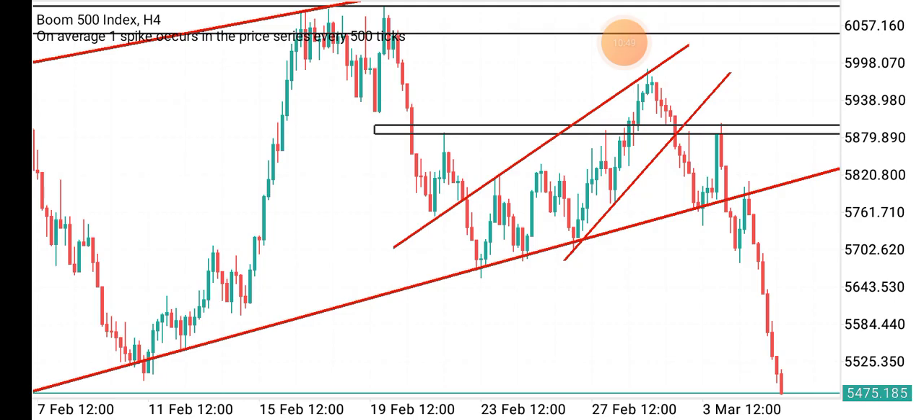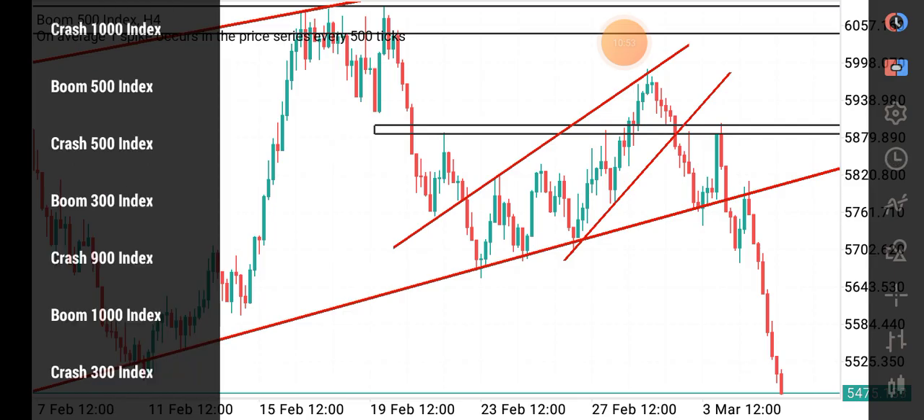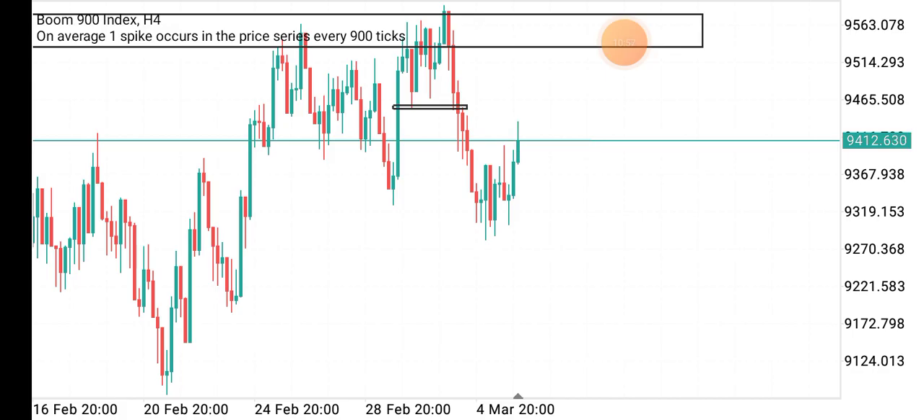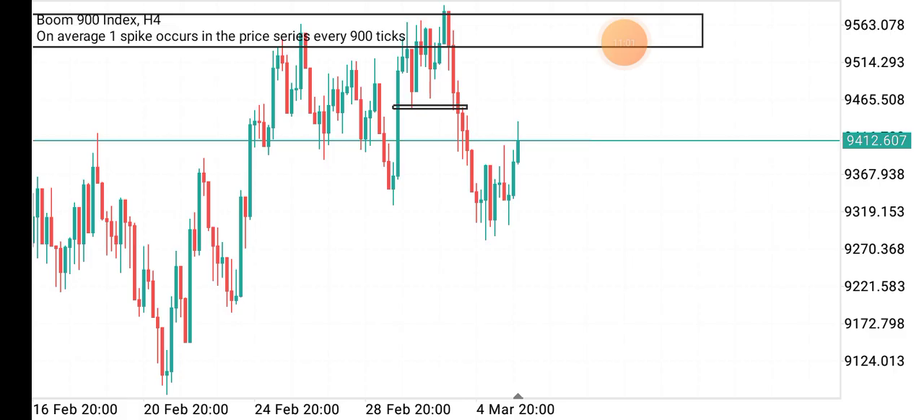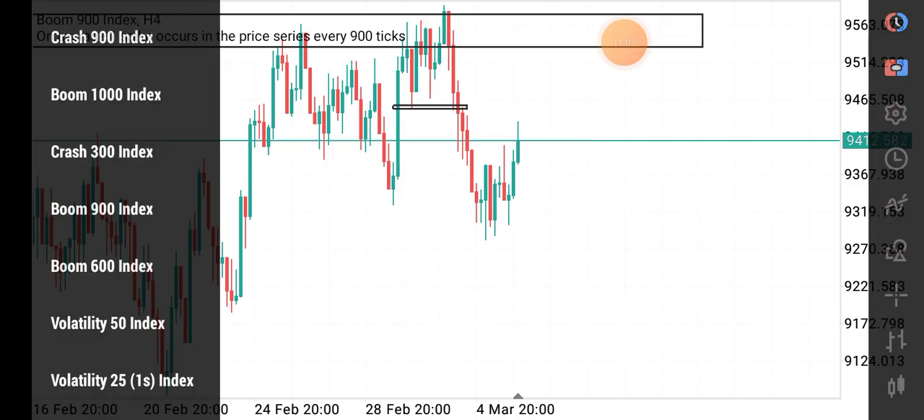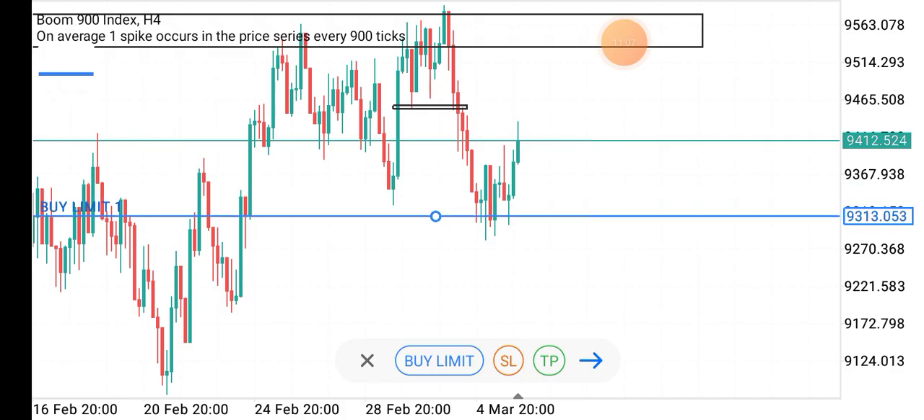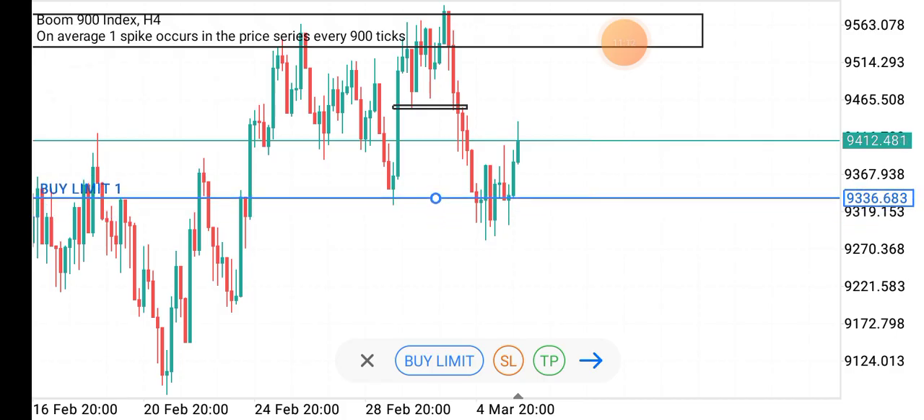I think let me check Boom 900 index. Let me see Boom 900 index. I caught some spikes there. All right, you see I caught some spikes there, but I closed the trade. Actually, I made about $100 from that particular trade with the loss of 1.0. I entered the trade somewhere around here, I think somewhere around here, and it bought massively. You can see the spikes.